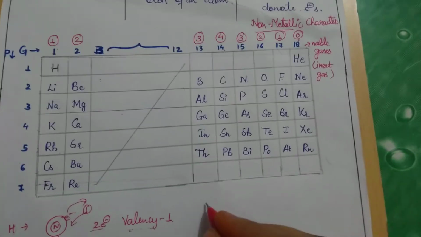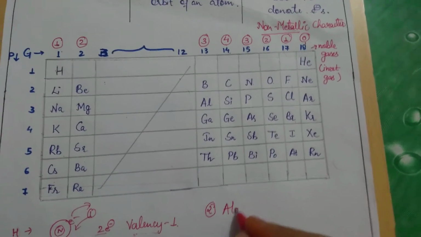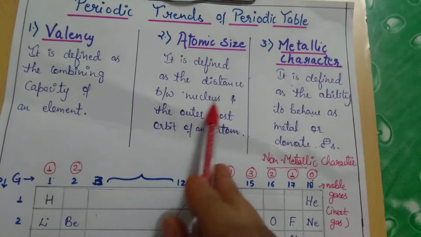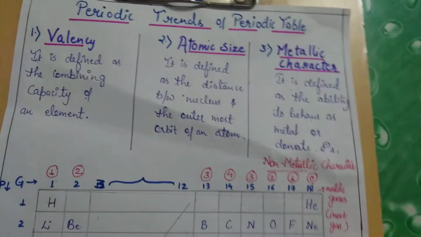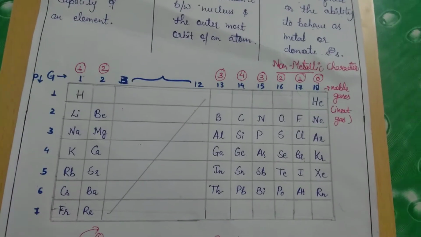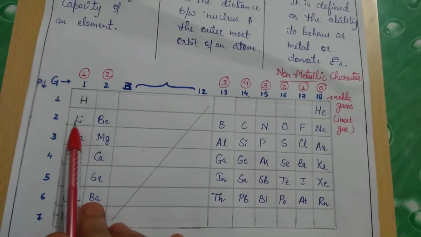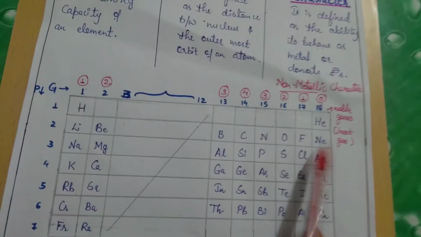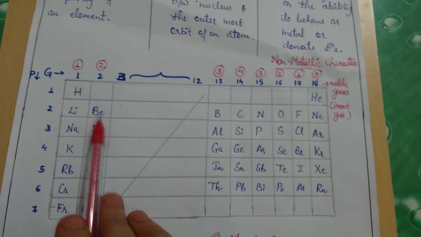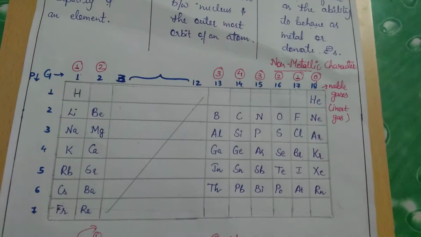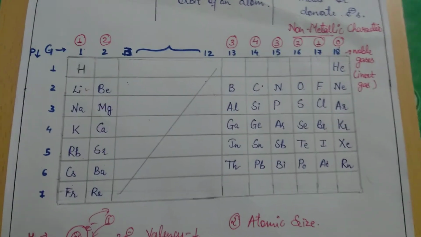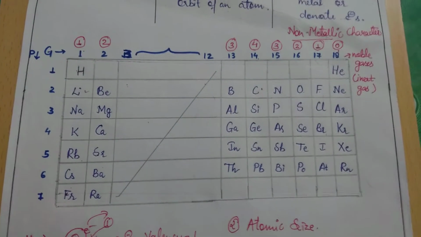Okay. So after valency, the second point is atomic size. I told you atomic size is defined as the distance between the nucleus and the outermost orbit of an atom. So let's take any one particular period, for example the second period. We have lithium, beryllium, boron, carbon, nitrogen, oxygen, fluorine and neon. Now when we come to the electronic configuration of any element of this period, we will find, let's take the example of lithium. The Bohr atom of lithium will be like this.